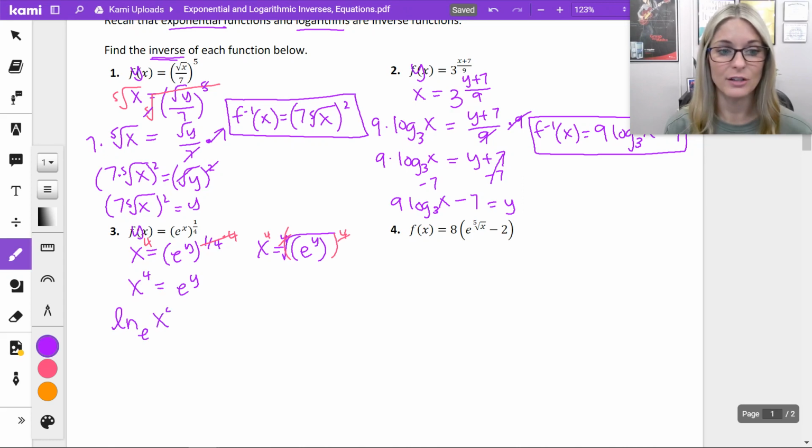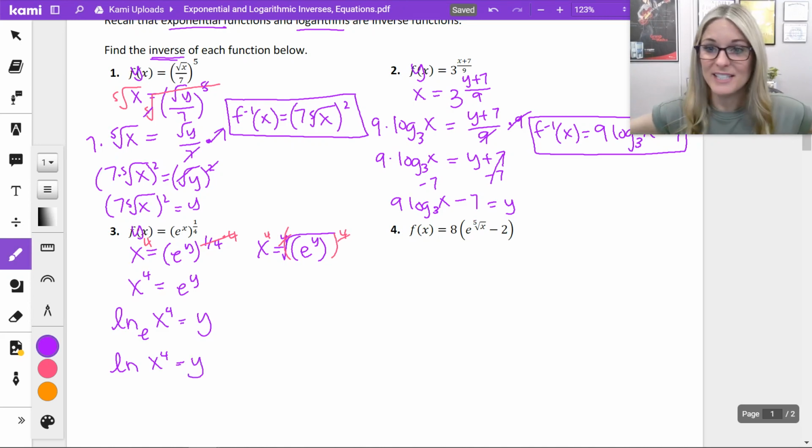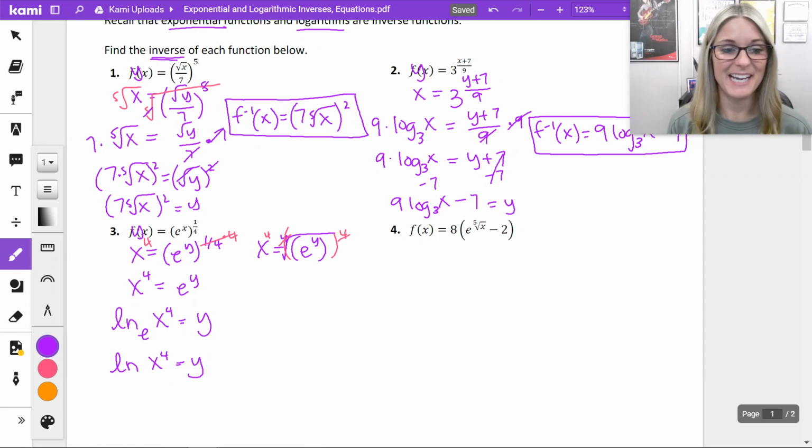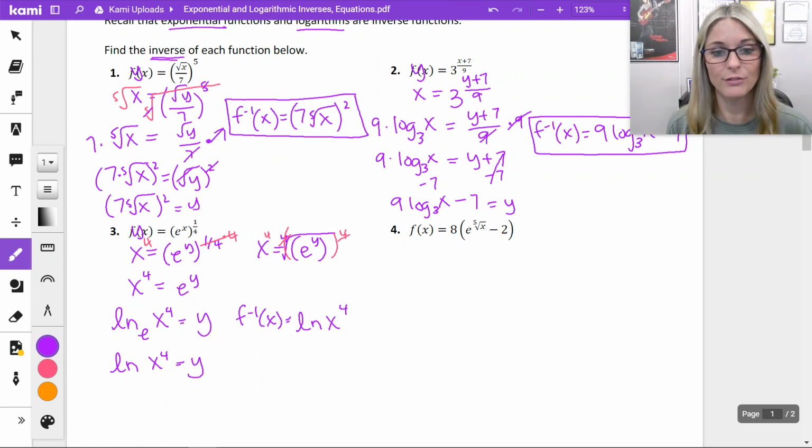Of my answer, x to the fourth, equals my exponent. Now, everyone knows a natural log does have a base e, so I could just write this as natural log of x to the fourth equals y, and I'm done. You see that? My y is isolated. So final answer, f inverse of x equals the natural log of x to the fourth.